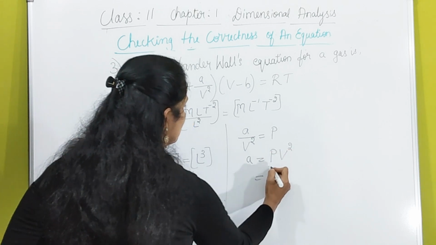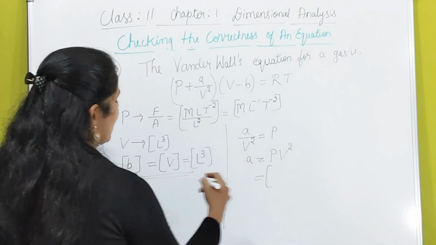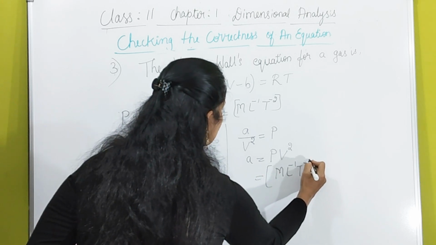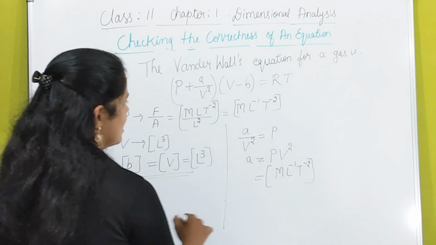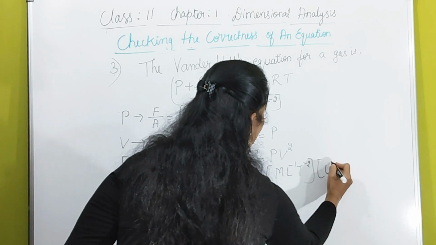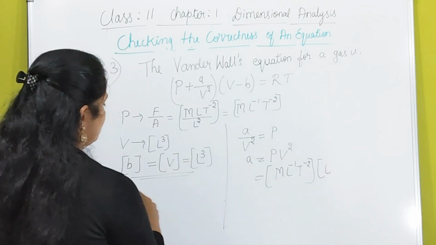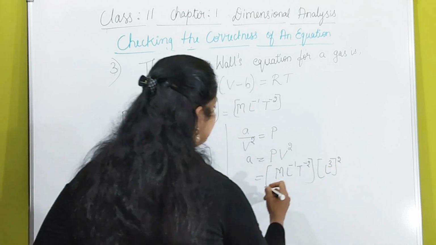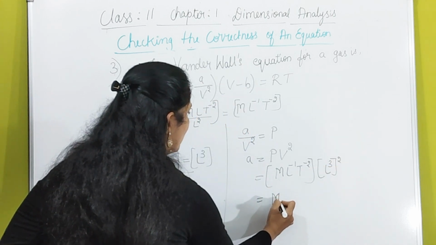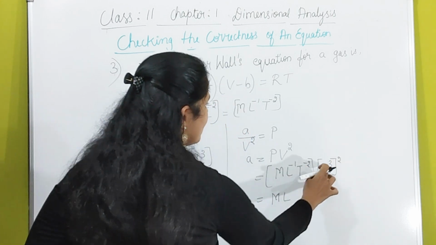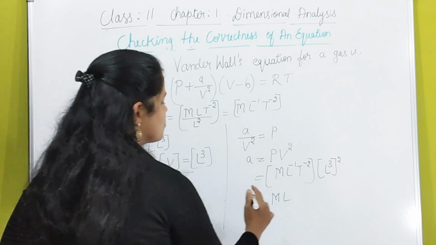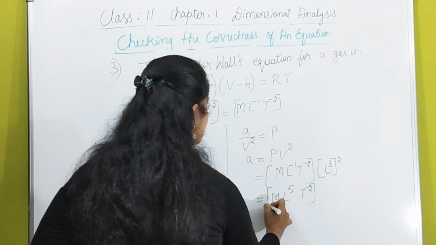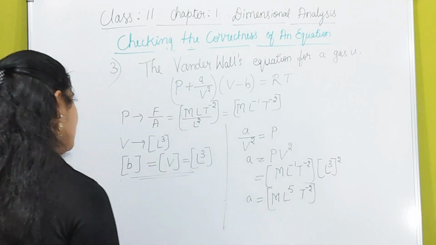square. So, pressure dimensional formula is M L minus 1 T minus 2 into volume is L3 to the power 2, means you multiply L3 into 2. So that is M 1 time L minus 1, 3 into 2 is 6, 6 minus 1 is 5, T to the power minus 2. So this is a dimensional formula of A.